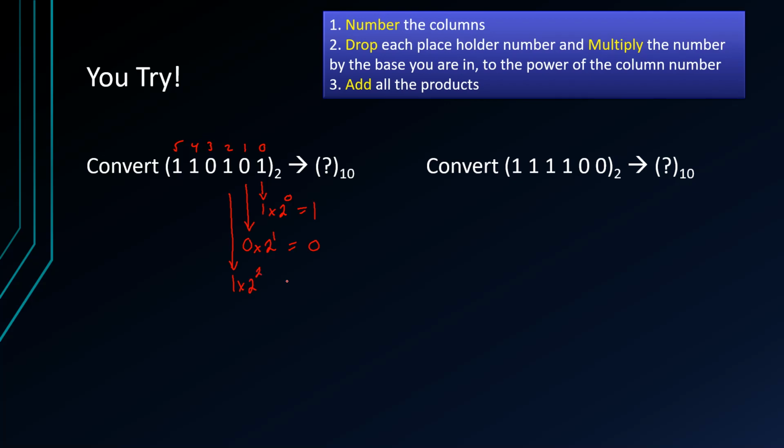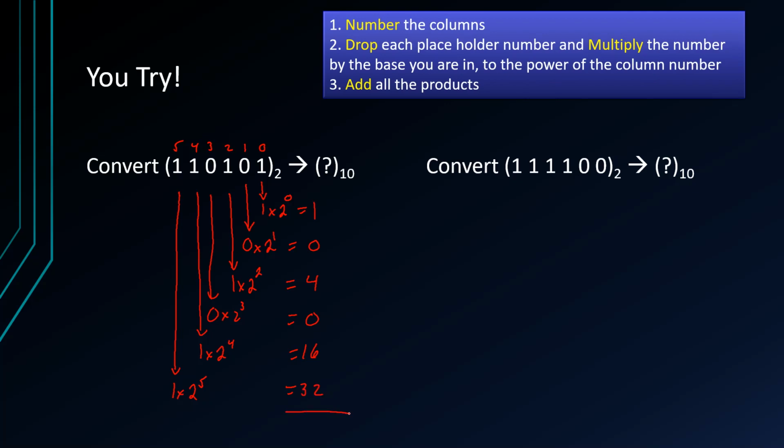2 to the power of 2 is 4 times 1. And we continue the process. We have 0 times 2 to the power of 3, which is 8, but it's 0, so we still get 0. And we get the next ones. We have 1 times 2 to the power of 4, which is 16, times 1 is 16. And finally, whoosh, we have 1 times 2 to the power of 5, which is 32, times 1 is 32.